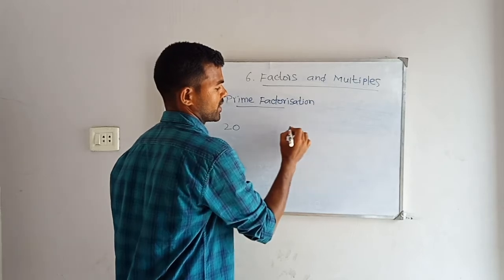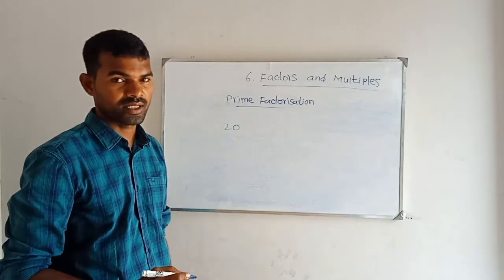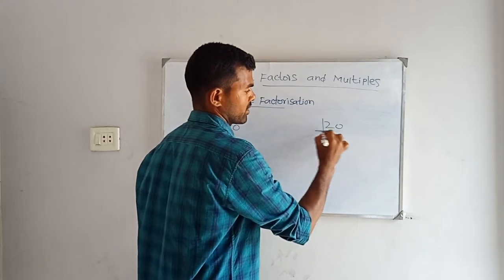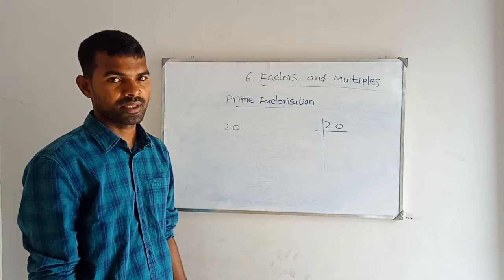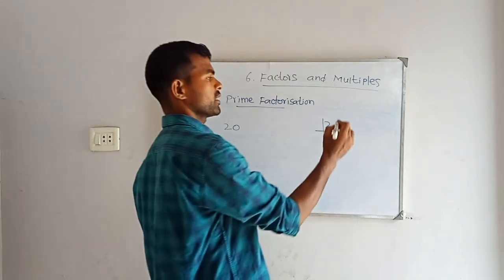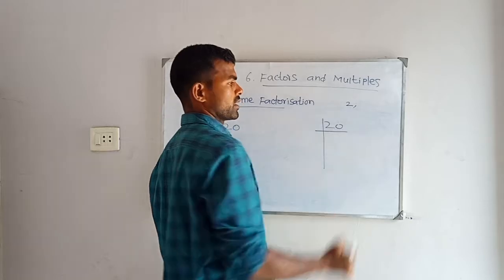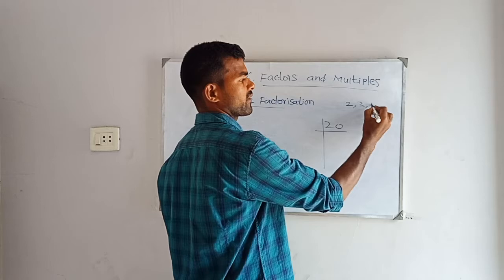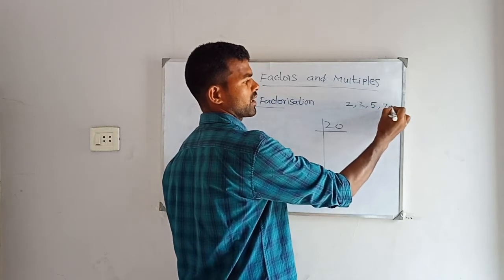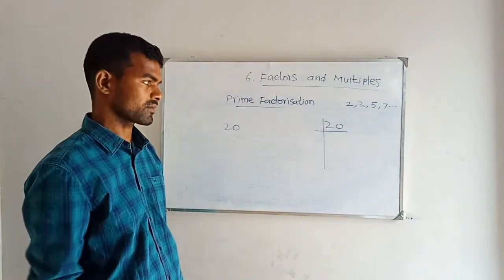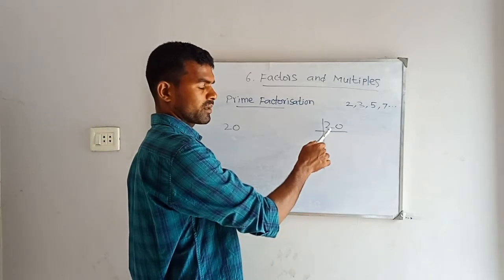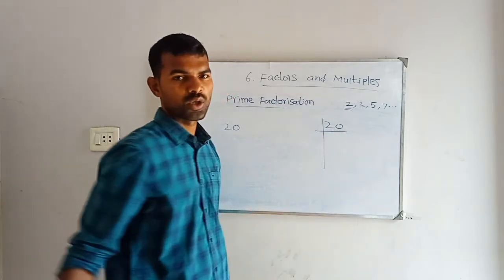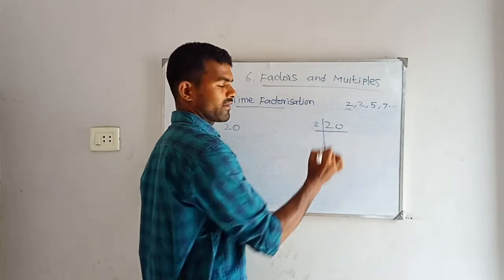How? Let us see one method here, the continuous division method. In the division method, take the number 20 and divide by the prime numbers. What is the smallest prime number? The smallest prime number is 2. Then the next prime number is 3, next is 5, next is 7, and the prime numbers go on like this. Now we have to divide the given number by the smallest prime number. What is the smallest prime number here? 2. Take 2 and divide.